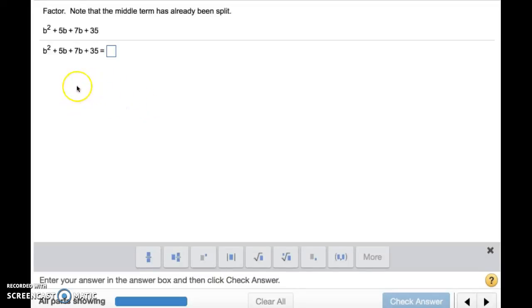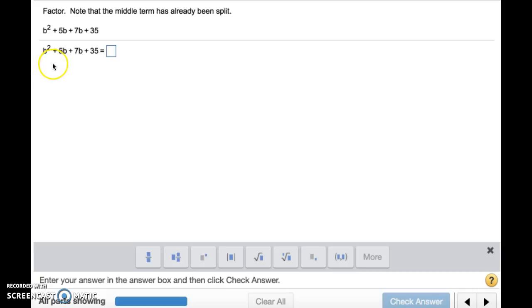We're still going to continue talking about greatest common factors, but in this video, our polynomial is going to have four terms. As we have here, we have b squared, and then we have 5b, and then 7b, and 35. So it's already broken up into four terms for us. Now, if I look at these, the first three all have b's in common, but the last one does not. And there's no number that I can factor out of all of them.